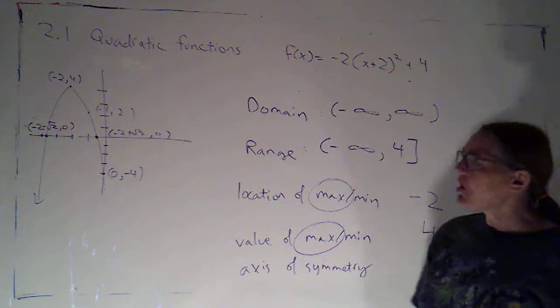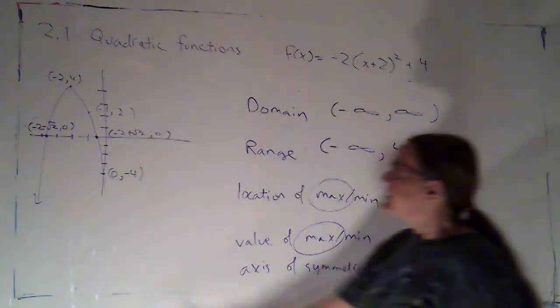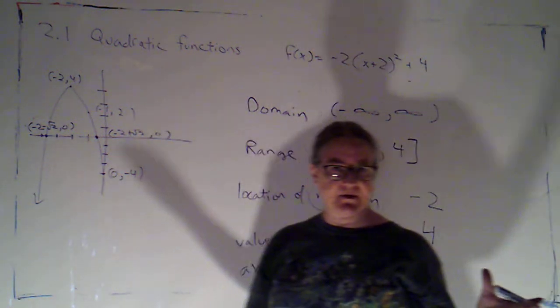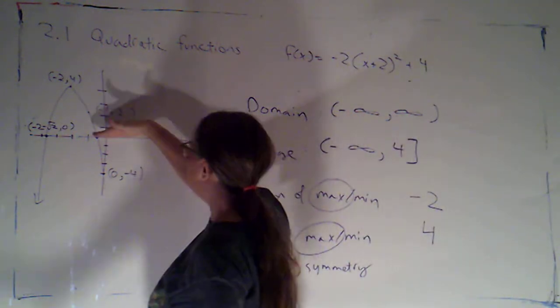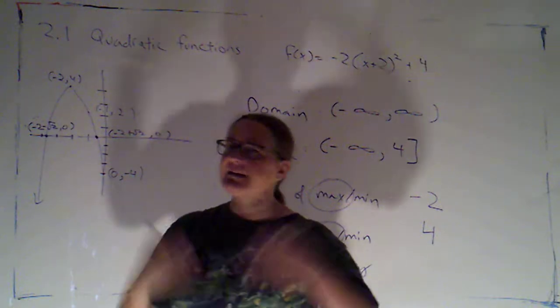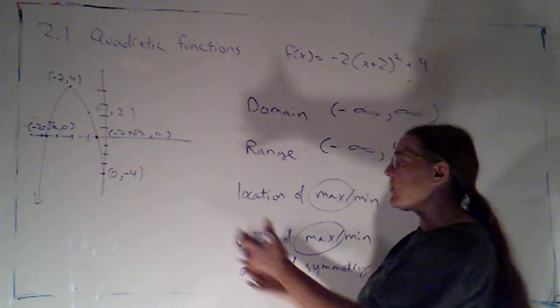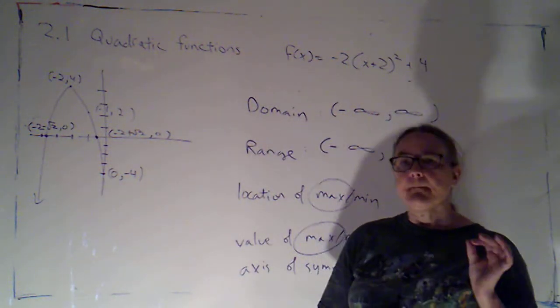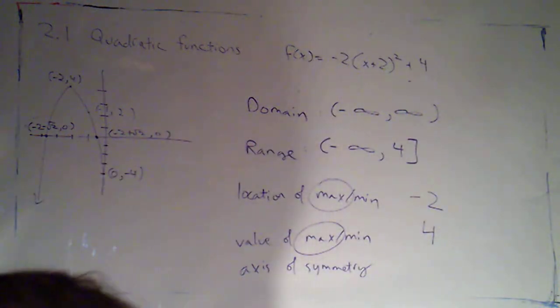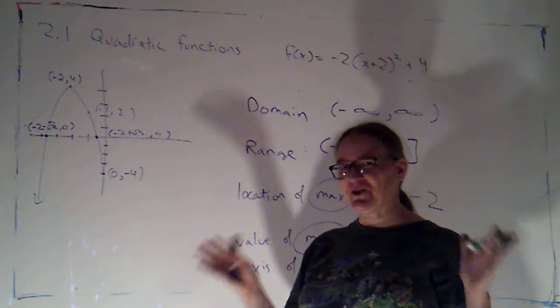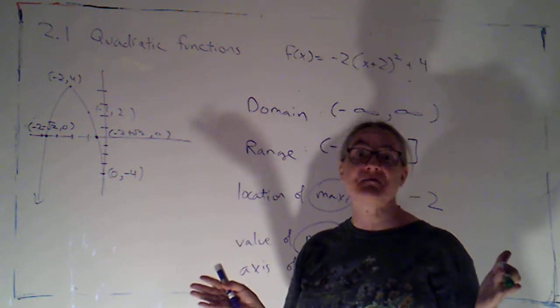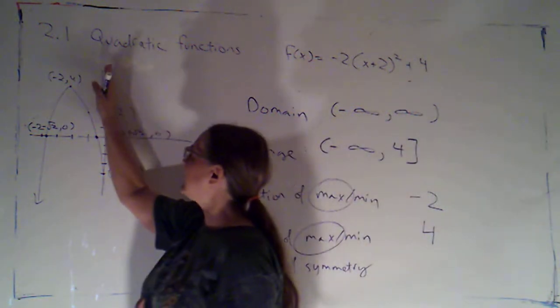Okay, and then we also talked about symmetry. Now this graph doesn't have any of the types of symmetry that we talked about. It's not symmetric about the y-axis, it's not symmetric about the x-axis, and it's not symmetric about the origin, and that's all pretty clear. But it does have a different type of symmetry, because we started with our parent function being just a parabola that was symmetric about the y-axis.